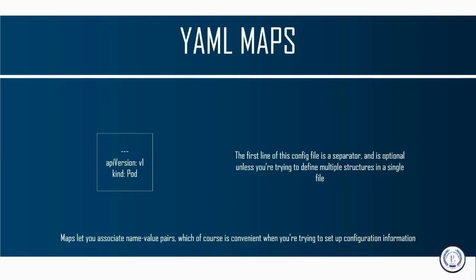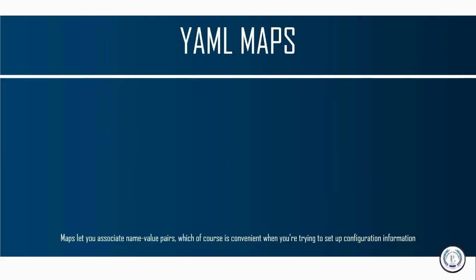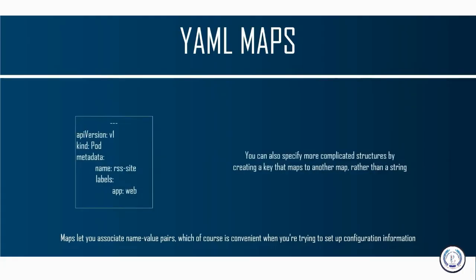You can also specify more complicated structures by creating a key that maps to another map rather than a string. In this case, we have a key, metadata, that has as its value a map with two more keys, name and labels. The labels key, you can see, itself has a map as its value. You can nest these as far as you'd like to.